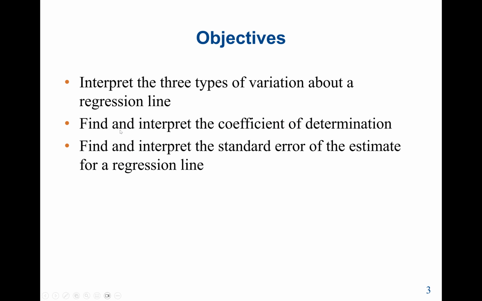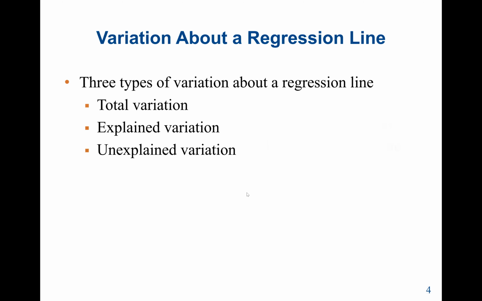And also we're going to learn how to find and interpret the coefficient of determination. Normally, the coefficient of determination is represented as R squared. So if we know the R value, we square it, and that will give us the coefficient of determination. And also we are going to learn about the standard error of the estimate for a regression line.